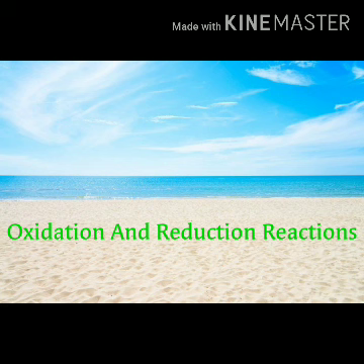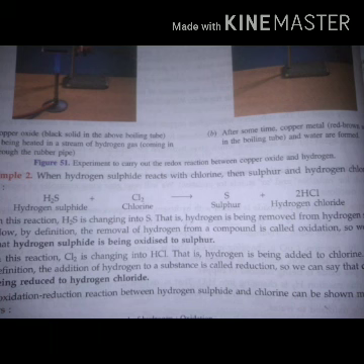Our example number 2 is, students, please take out page number 40 of your textbook and see the reaction which is in example number 2. When hydrogen sulfide reacts with chlorine, then sulfur and hydrogen chloride are formed. Students, when we react hydrogen sulfide and chlorine, what will we get? Sulfur and hydrogen chloride will be formed.